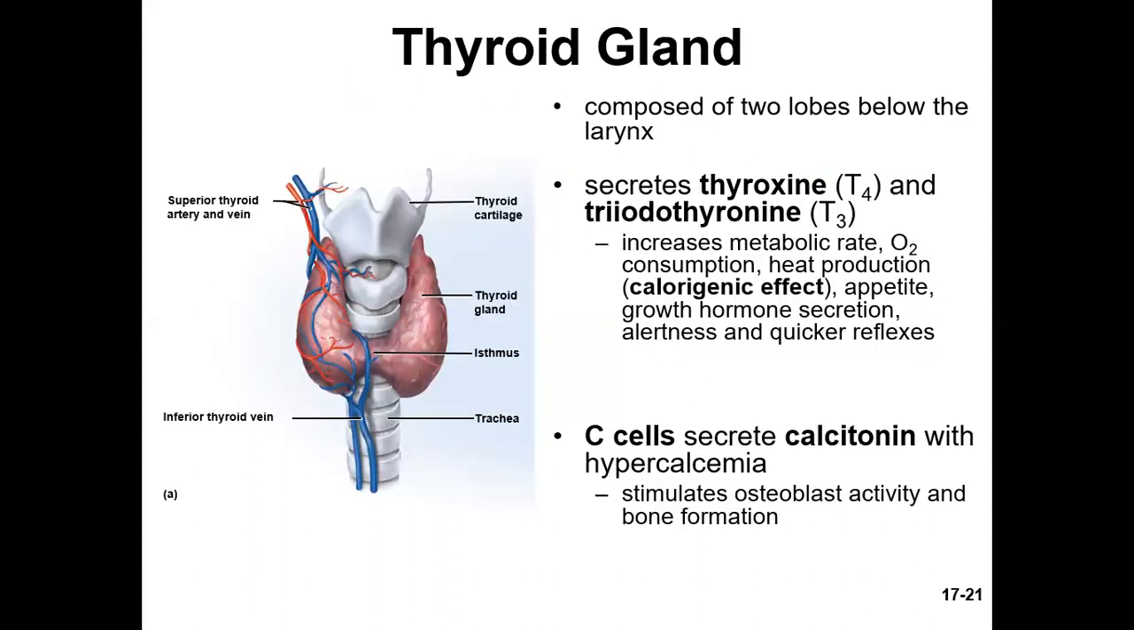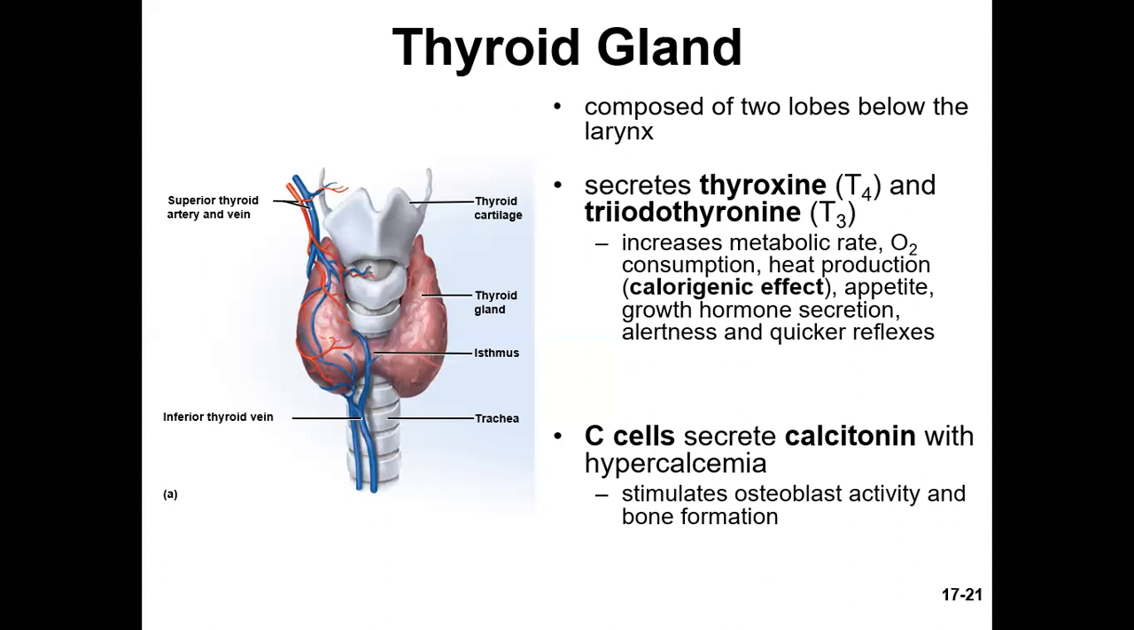so that we can regulate metabolic rate, how each cell consumes oxygen, which is interesting. This goes into mitochondrial stuff. And I think I'll just say only that right there. Heat production, appetite, growth hormones, secretion, alertness, and quicker reflexes. So although we're talking about the thyroid gland, the pituitary gland plays a large part in this, as well as hypothalamic regulation. And if a person has hypothalamic damage, that's going to contribute to this as well.